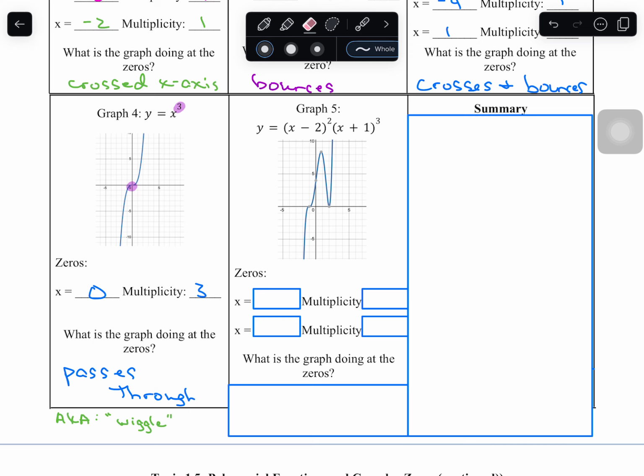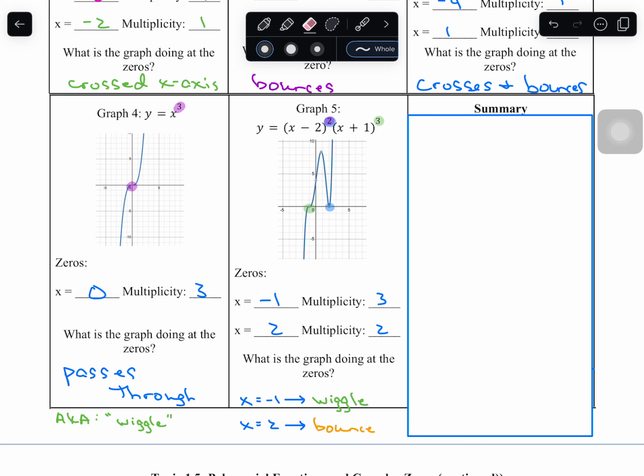Okay? So go ahead and try graph 5 now, and notice that I do see a multiplicity of 2 here, and a multiplicity of 3. So let's see if those patterns continue from what we've seen with graphs 1 through 4. Okay, first 0 is -1. And with -1, we have the multiplicity of 3. And if you notice, similar to graph 4, it wiggles through. The other 0 turns out to be at 2, and that is a multiplicity of 2. And what ends up happening is it bounces.